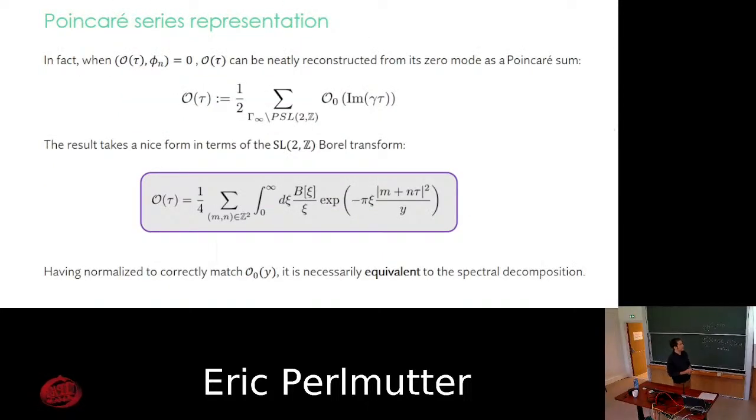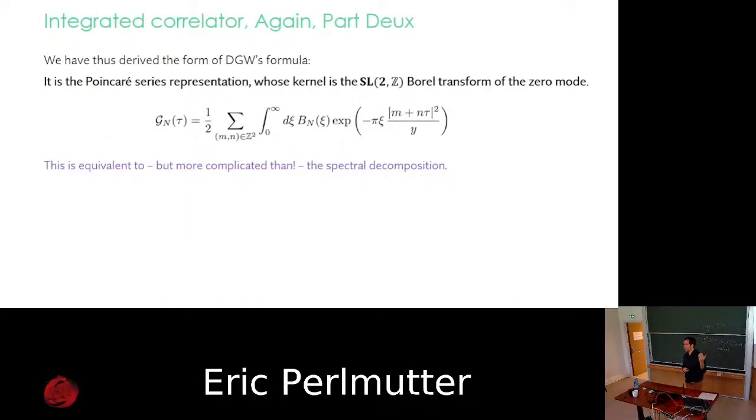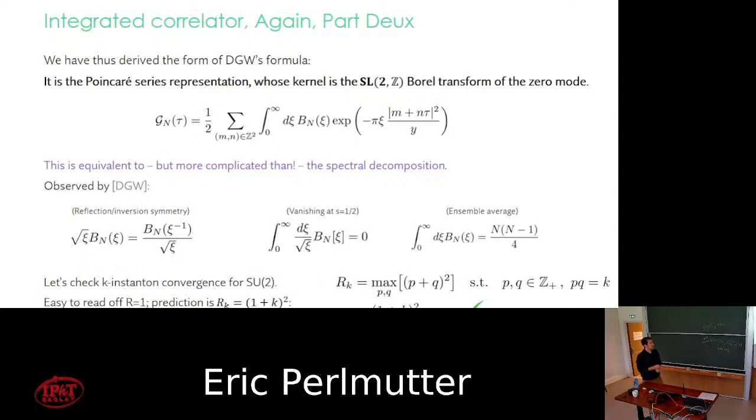Okay, in the interest of time, let me just say for 10 seconds, you can rewrite O in terms of this kind of representation in general when there's no cusp form overlap. And of course, I hope it's obvious why I'm showing you this. Well, because now we can explain and understand the form of this integrated correlator formula. This thing B_N of xi, whose physical origin previously was obscure, is just the Borel transform of the zero mode that I introduced before. So the spectral decomposition I showed you before is equivalent to this thing, that's proven. These properties they observed of this kernel B_N are just specific instances of these general properties I showed you before. And we can also check this K instanton radius of convergence result explicitly.